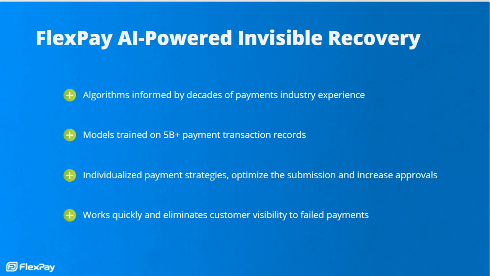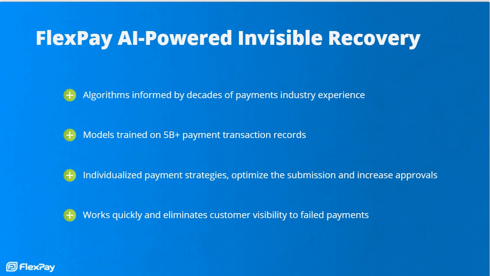For example, there are over 8,000 issuing banks in North America alone that all use individualized authorization rules. There are different card types like gold cards and premium cards and rewards cards, all have different authorization factors on them. And all these different permutations go into our system to be able to optimize how to accomplish the best recovery for each individual transaction. Our AI was trained on over 5 billion payment transaction records, which give an enormous number of training samples to be able to optimize the results.